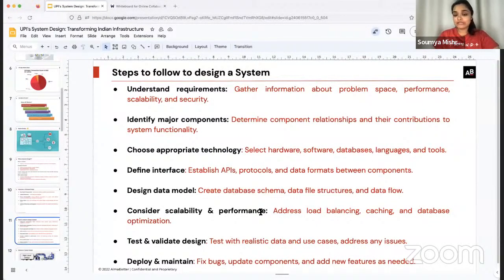Then consider scalability and performance. That is a very important thing. Address load balancing, caching, database optimization. See, scalability and performance is very important when you are building a big application. Or say you're building a small application, but it can become big, right? This is what happened with Netflix long back. Netflix was a small application. It had few users. Everything was good. It was a happy flow.